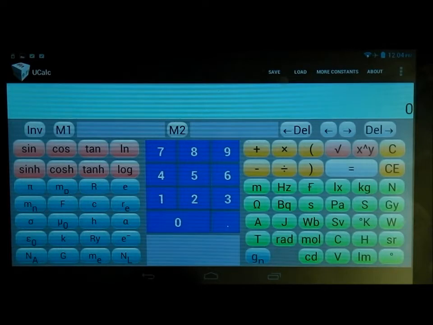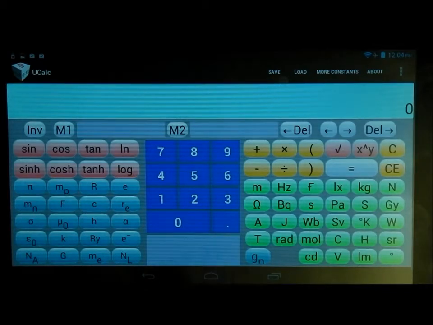On the left, beneath the mathematical functions, you have a set of constants which starts with pi, then the mass of a proton, and so on, various constants familiar to scientists. And over on the right, underneath the normal arithmetical operators that you're familiar with, are various units from meters, hertz, farads, and so on. And the idea of this calculator is that it uses dimensional analysis to give your results with their units.